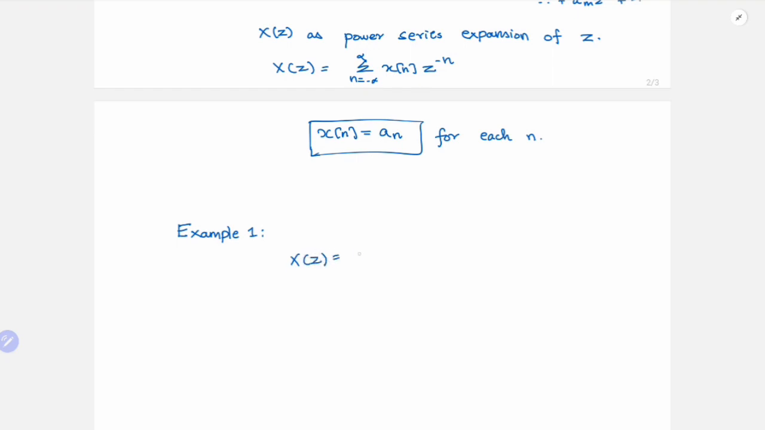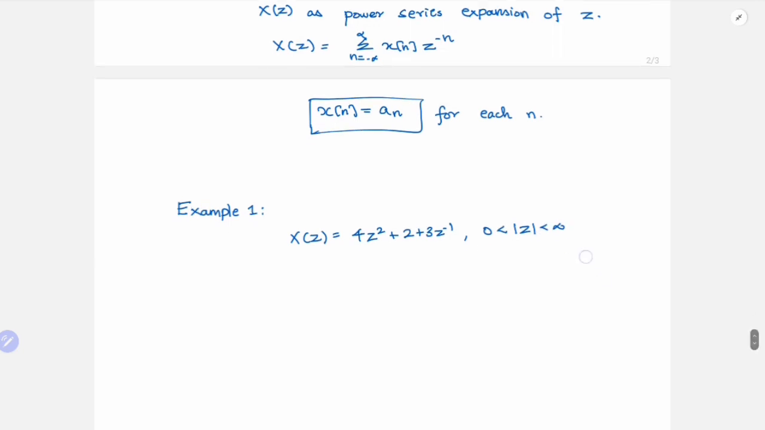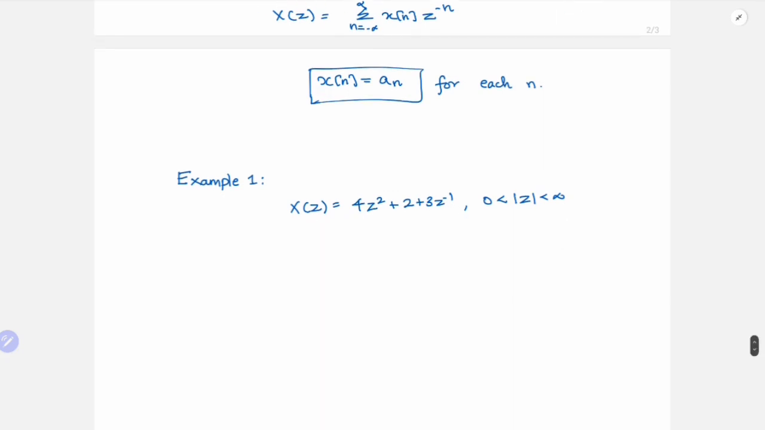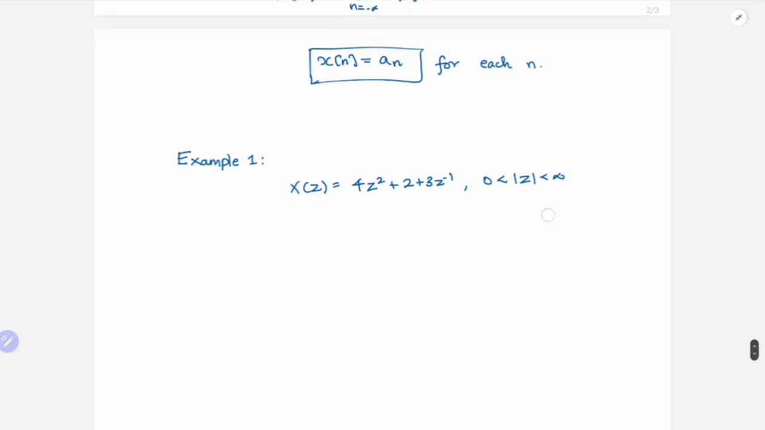If x of z is given as 4z square plus 2 plus 3z inverse, and your ROC is given as 0 less than mod z less than infinity, because it is finite, and you're not including 0 and infinity, because at infinity, if you substitute here, this x of z will go to infinity, and for 0, 1 by 0 will give you infinity. So 0 and infinity are not included in this ROC, but all other z values are included.